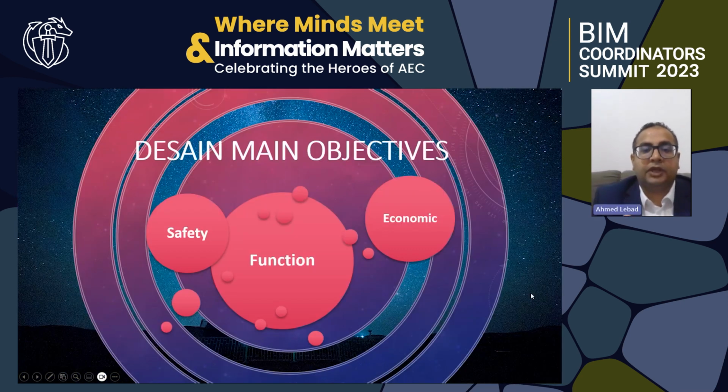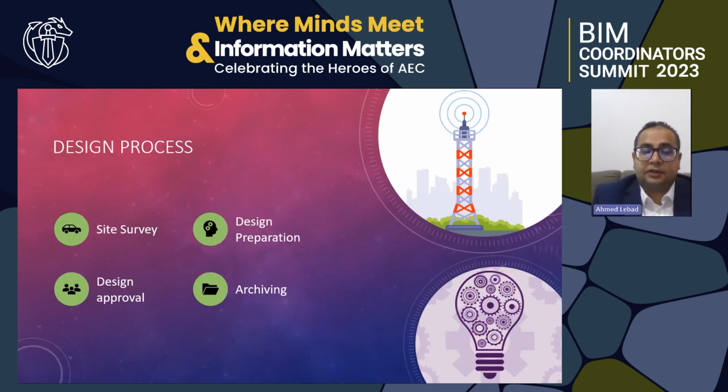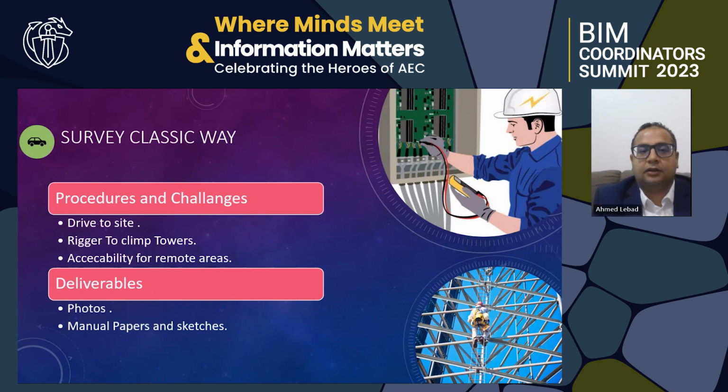So for any design, we have three main pillars which we are trying to achieve: safety, function, and economy. The design process for a telecommunication tower has 4 main stages: site survey, then design preparation, then design approval, then archiving the data for future use, for implementation, or even for acceptance of the site.